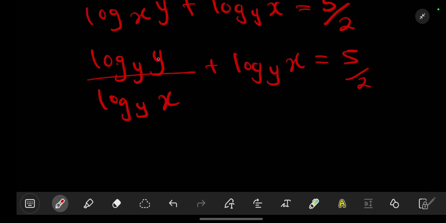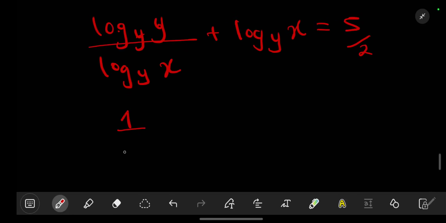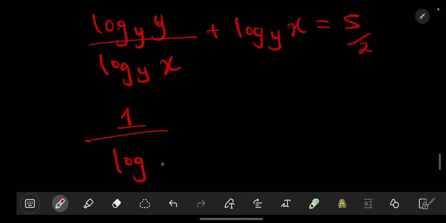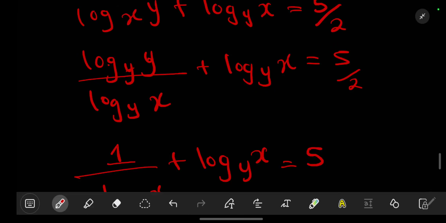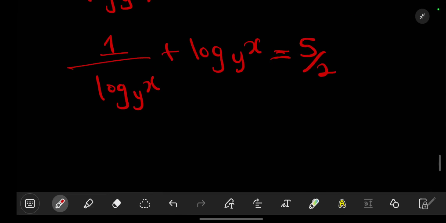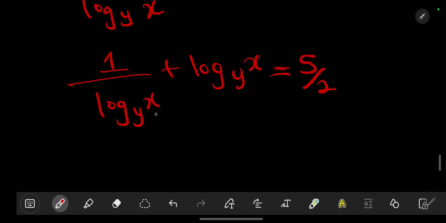Log of the same base, so we have this, it is equal to 1. So we are going to have 1 over the log of x base y, then plus the log of x base y should be equal to 5 over 2 like that.